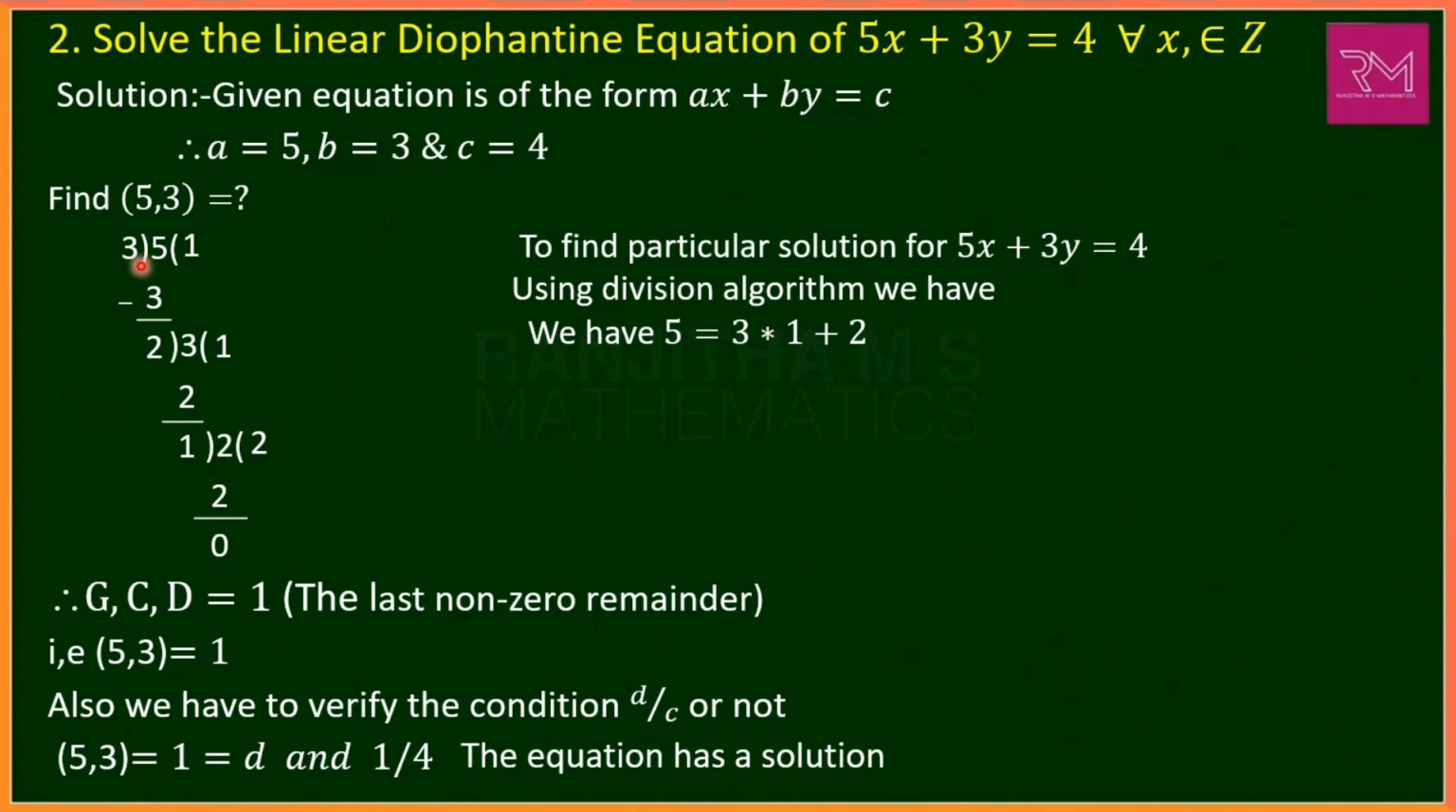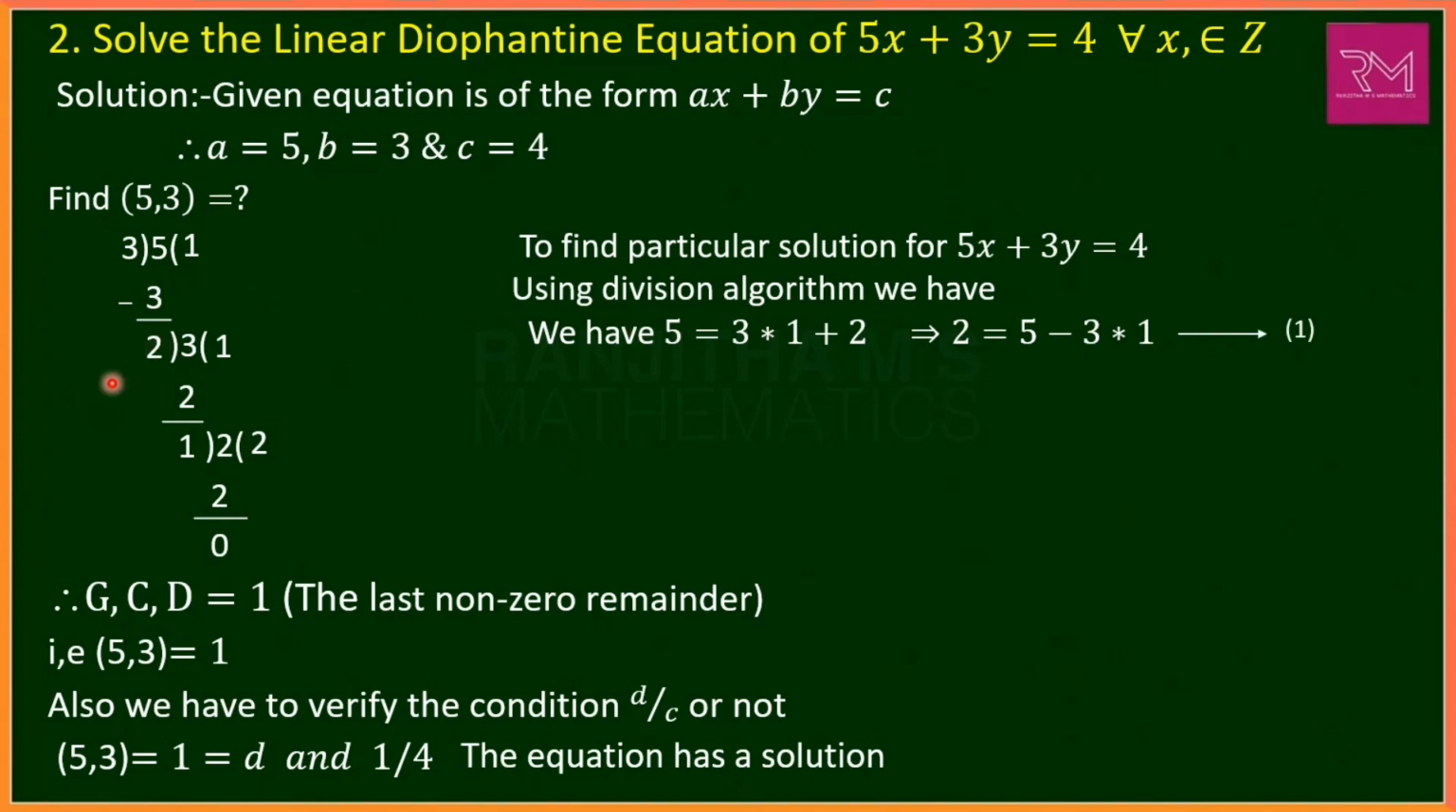With the help of the division algorithm method, we can write the dividend 5 is equal to the divisor 3 into the quotient 1 plus the remainder 2. In a similar way, we apply the division algorithm method here. 5 is equal to 3 into 1 plus 2, or we can take the value 2 to the left-hand side, and we get 2 is equal to 5 minus 3 into 1. Call this equation number 1.